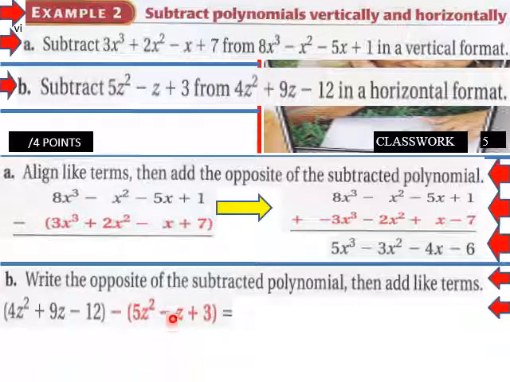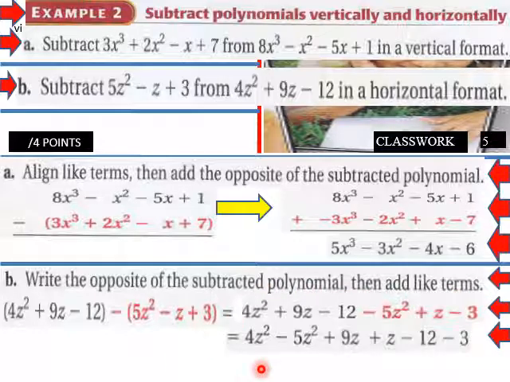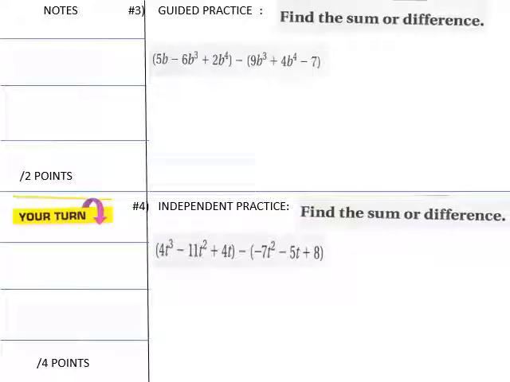Okay, B, subtract this from this in a horizontal format. Write the opposite of the subtracted polynomial here. So we put a negative sign out in front of this polynomial, and we get this array here of terms. Then we combine our terms here, we group them together. And then we simplify and we get this, negative z squared plus 10c minus 15. Negative 12, negative 3. Okay?